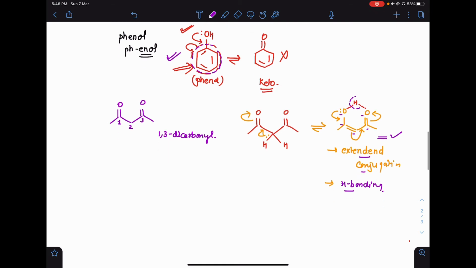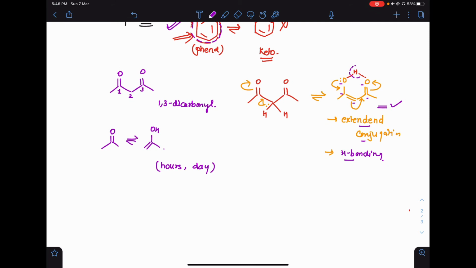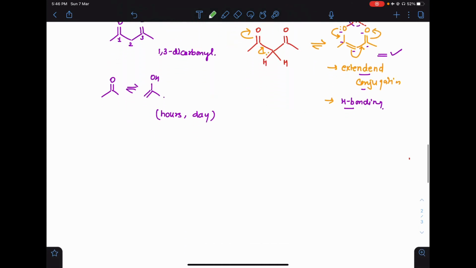Now this mechanism of enol formation, see, in neutral medium also the keto form can be converted to the enol form. But these reactions are typically very slow and it will take hours or even days to have any significant amount of enol form. So in order to speed up these reactions, we can use catalysts, and those catalysts can be either acids or bases. So acid, base catalyzed tautomerism. The mechanism is actually very, very easy.